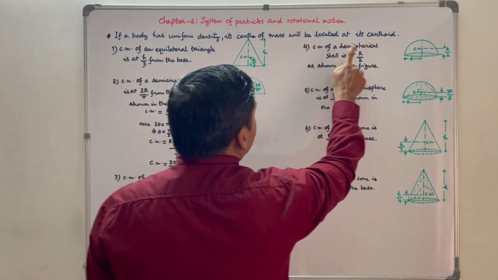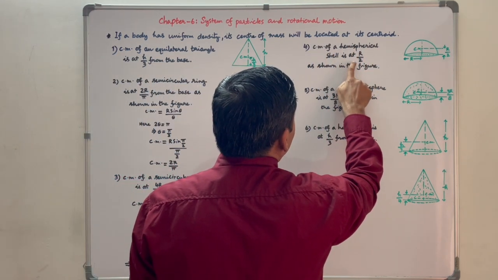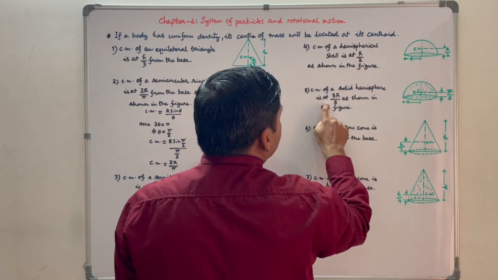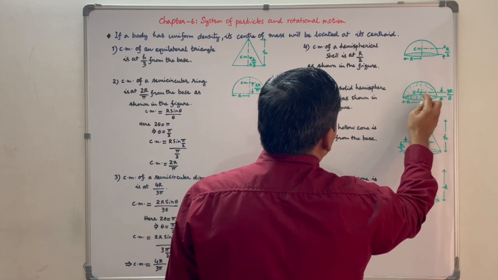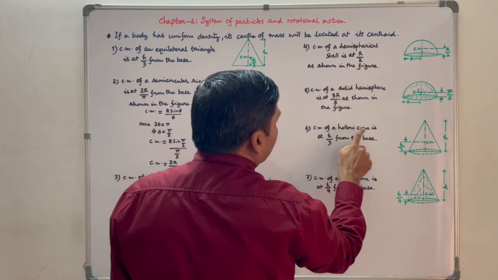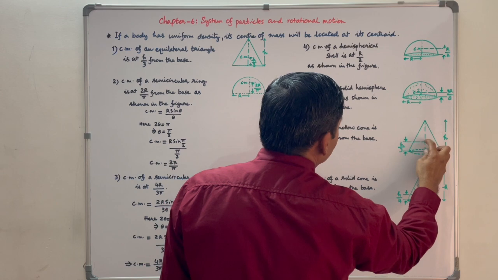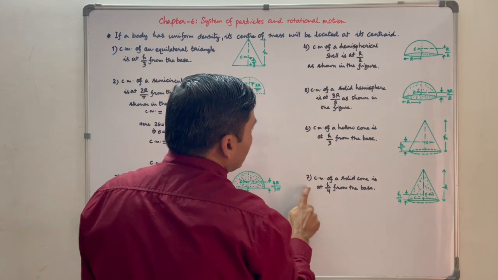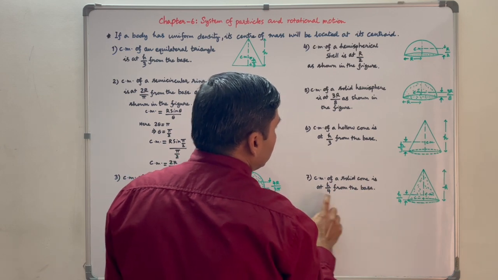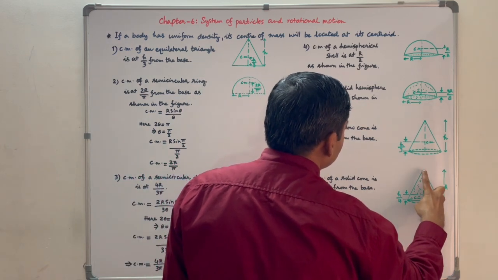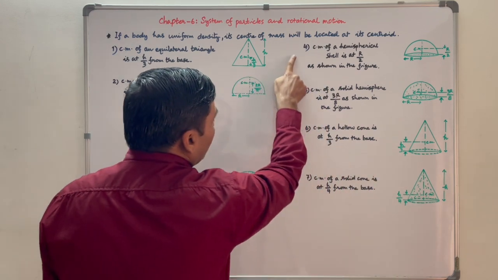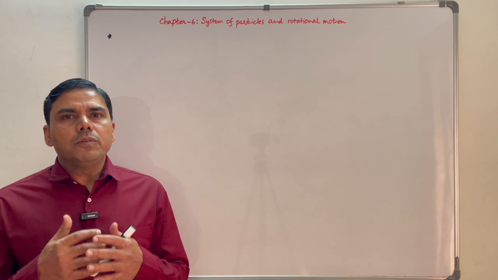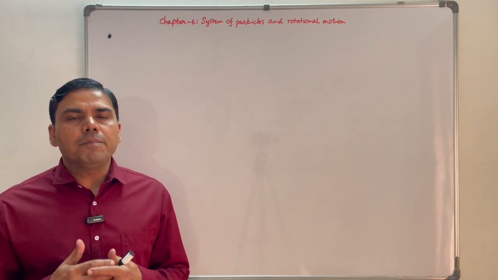Center of mass of a hemispherical shell is at r by 2. Center of mass of a solid hemisphere is at 3r by 8. Center of mass of a hollow cone is at h by 3 from the base, where h is height of the cone. Center of mass of a solid cone is at h by 4 from the base, where h is height of the cone. We can prove all of these by following integration method. In the next video, we will see motion of the center of mass.